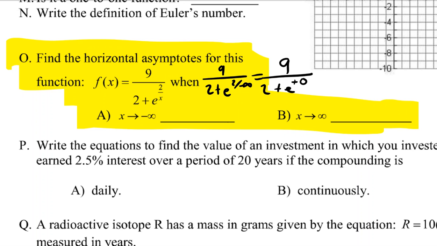You should know that all of this goes to 1, because if you have a number whose exponent goes to 0, the whole thing approaches 1, which means your whole denominator approaches 3, which means your whole fraction approaches 3. 9 over 3 would be 3. Please don't just put 3. You need to say y approaches 3. You need the y arrow there.